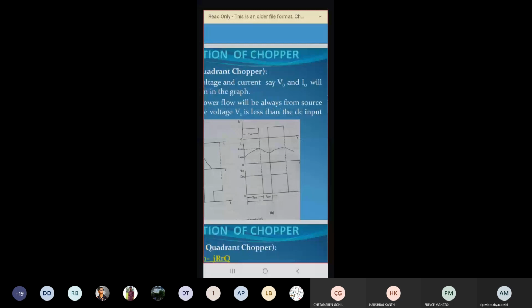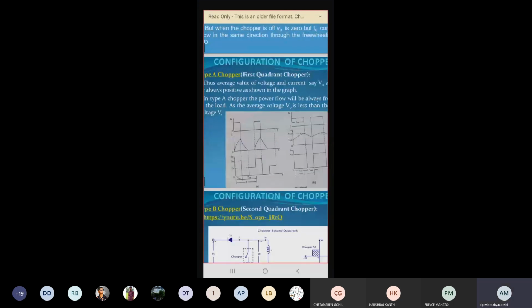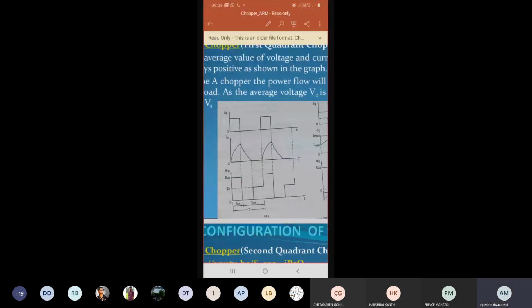Now this figure shows the waveform. Okay, so here it is the IG, that is the gate pulses given to the SCR. Here we are using SCR. Okay, so gate pulse is given to the SCR. What happens? The SCR becomes on, or we can say that the chopper becomes on. So the current starts to rise from 0.